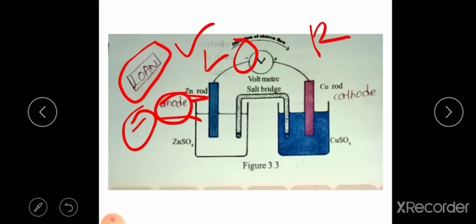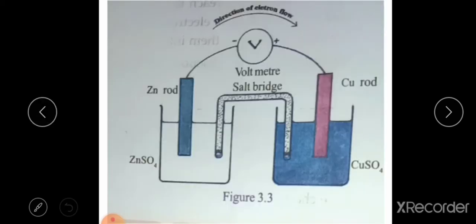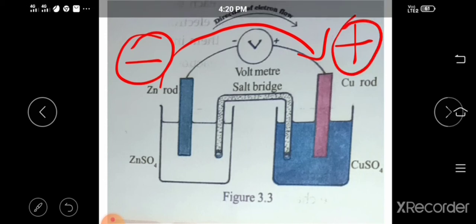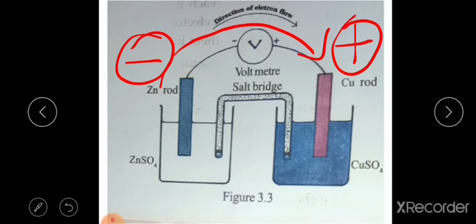From this we can understand that electrons always move from anode to cathode. That means from negative charge to positive charge. In physics you studied that current flows from the positive to the negative terminal, but electrons travel from negative to positive. You should keep that in mind. Electrons always travel from negative to positive. Negative is the anode and positive is the cathode. So this is about the arrangement and working of the galvanic cell.